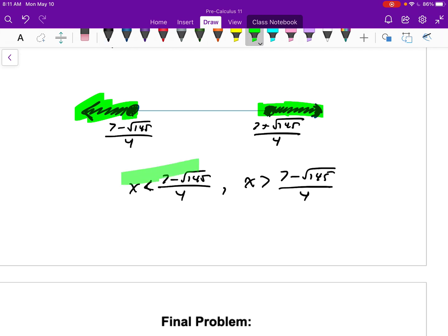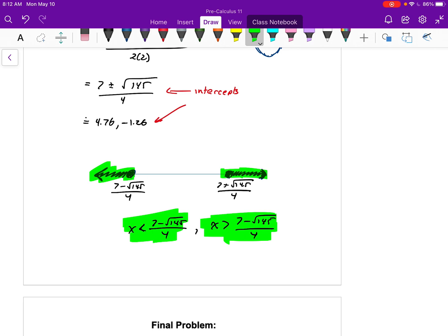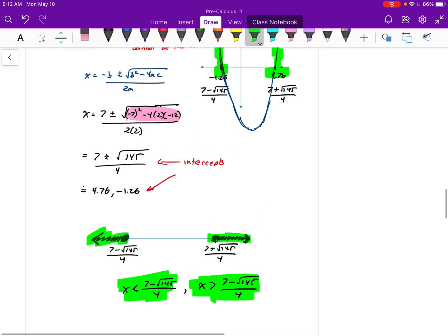And yeah, if it factors, it's faster. But there we go, we're done. And again, those decimalized versions, 4.76 and negative 1.26, are approximations. I didn't need to do that. That just kind of helped me visualize a few things on my graph. But in the end, I didn't really need them.